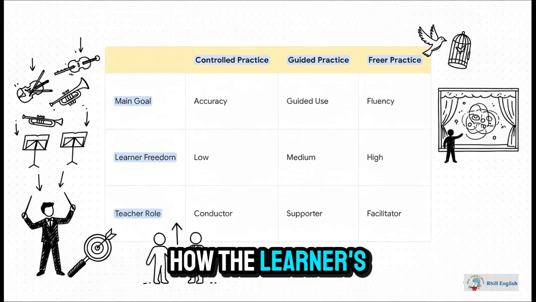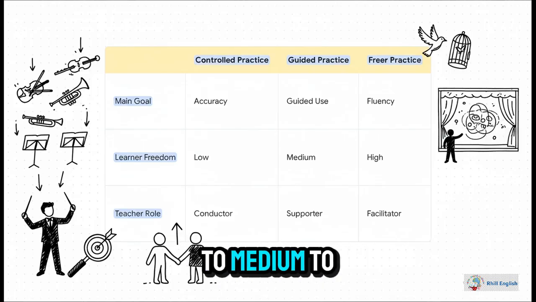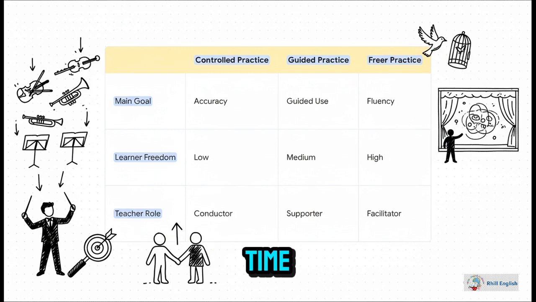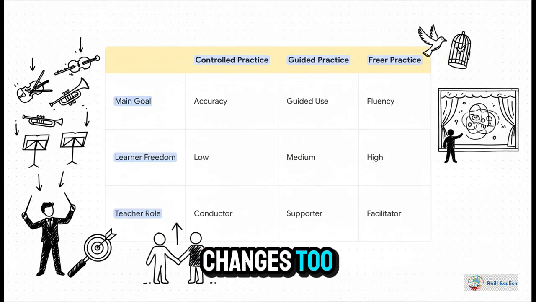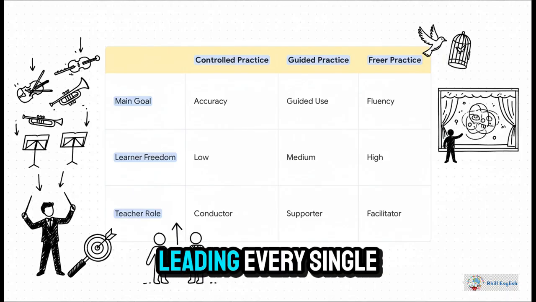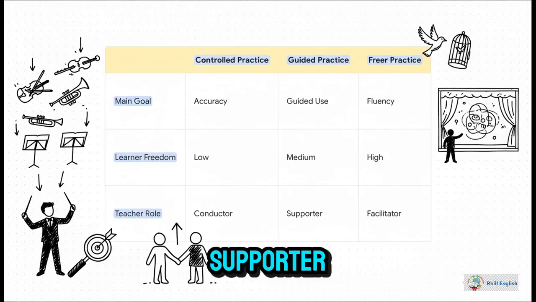Now this table sums up the whole journey perfectly. Just look at how the learner's freedom goes from low to medium to high. At the same time, the main goal shifts from just accuracy all the way over to fluency. And notice how the teacher's role changes too. You go from being a conductor, leading every single note, to a supporter, and finally to a facilitator who just sets the stage and lets the students shine.